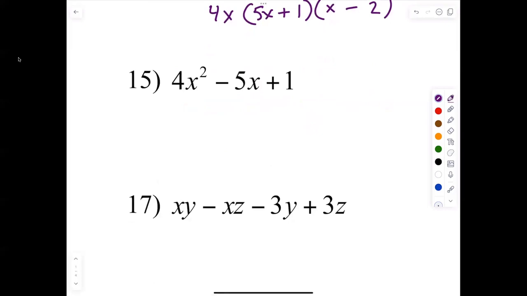15. What am I looking at here? Is there a GCF? No. So see, not all the time is there something common. So now you just got to look at it and say, well, there's nothing common. So now I'm going to try to factor it like normal.